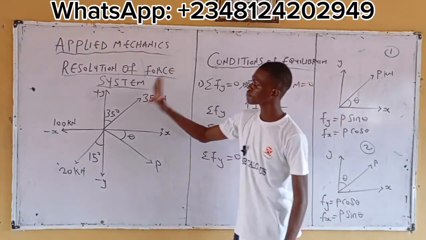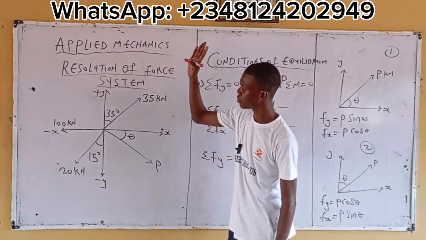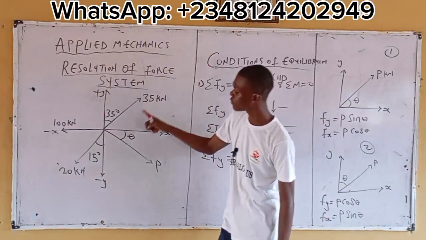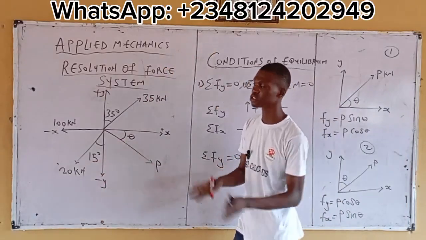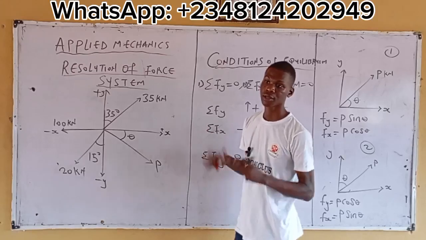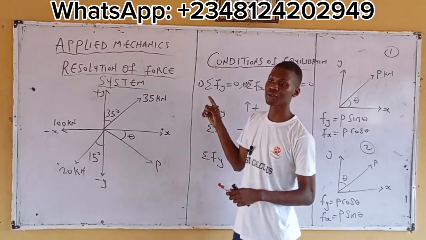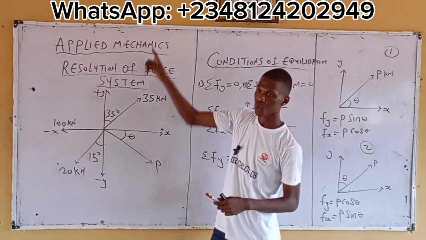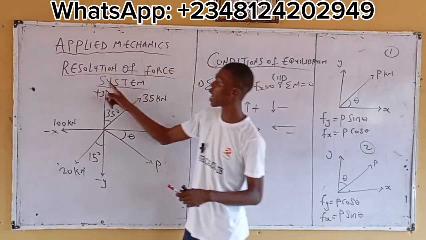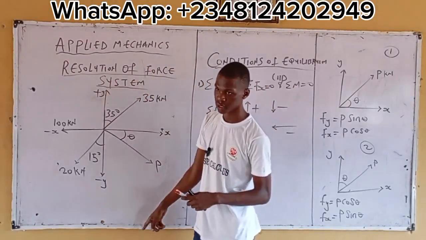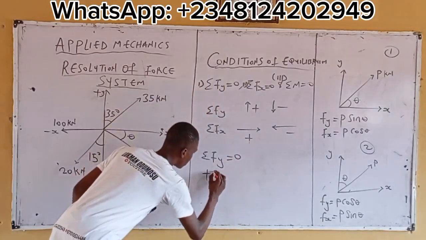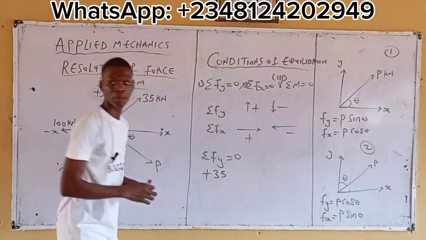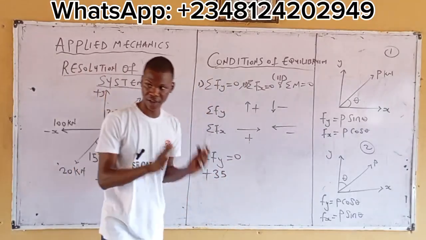Now let's start with the three-force system. We have three forces, 35, 20, and P. You might start with any one. So which one should we start with? 35, right? You know how it works. 35 is going to the y-axis. On getting to the y-axis, is it positive or negative? Positive, meaning you have positive 35, right? Positive 35.